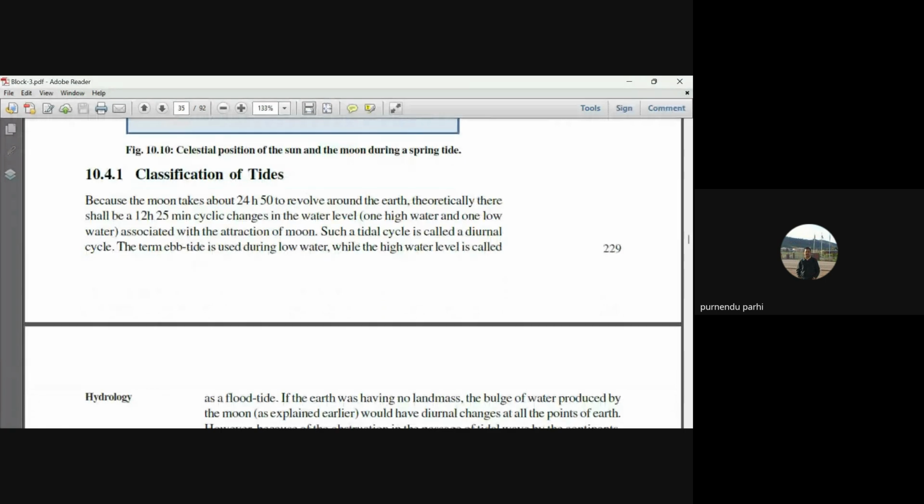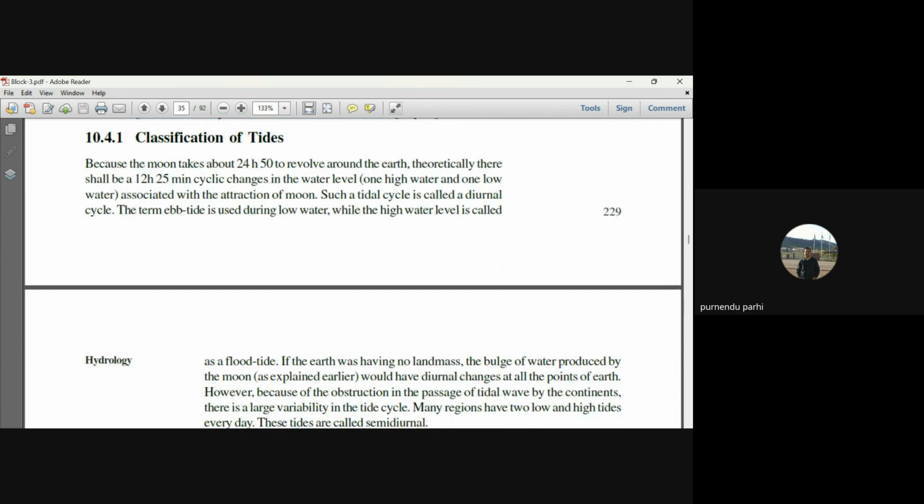Classification of tide. Because the moon takes about 24 hours 50 minutes to revolve around the Earth, theoretically there shall be a 12-hour 25-minute cycle of changes in the water level associated with the attraction of the moon. Such a tidal cycle is called a diurnal cycle. The term ebb is used during the low water, while the high water level is called a flood tide.